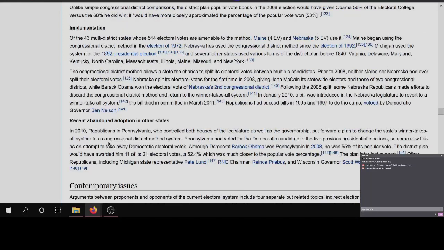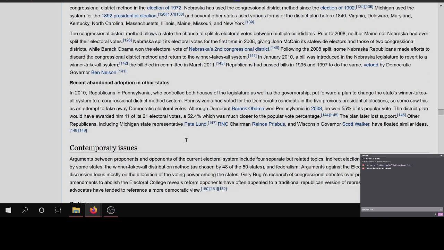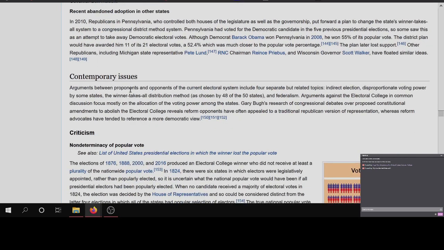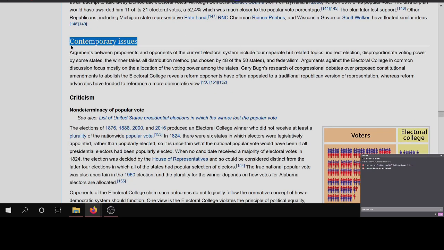And the recent abandoned adoption: in 2010, Republicans in Pennsylvania, who control both houses of the legislature as well as the governorship, put forward a plan to change the state's winner-takes-all system to a congressional district method system. So yeah, that's one thing. Now we're under contemporary issues.